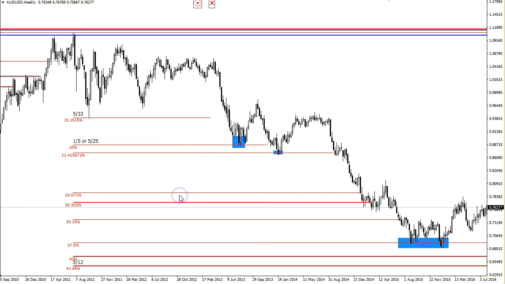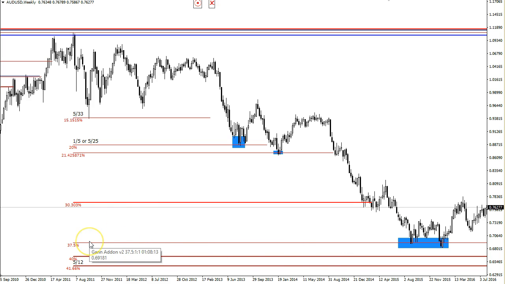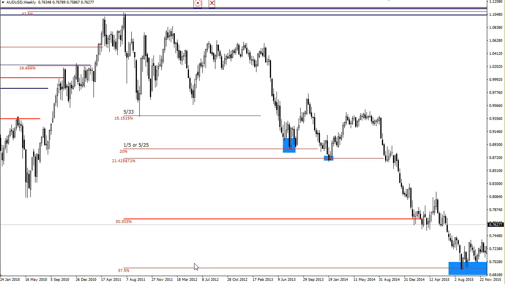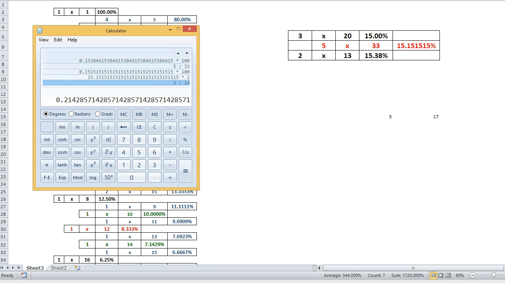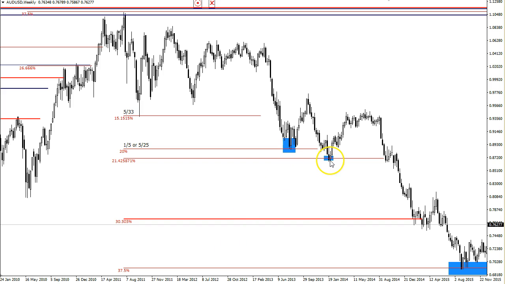25 didn't work. 28.571 didn't work. And you have the 30.3030 and the 33.33, which didn't work. 37.5, as we said before, here it worked. So 21.428 is 3 by 14. Notice here it was broken by a bit.